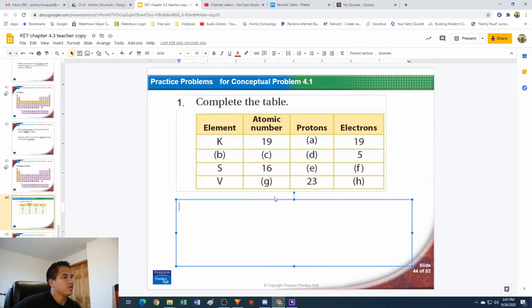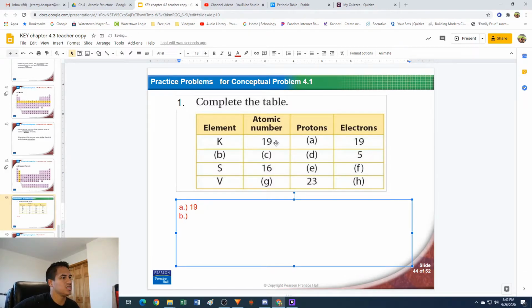So all right, it looks like here we have some information, and it looks like we're missing stuff. So let's start here with letter A. We have the element K, which is potassium, and atomic number is 19, number of protons is blank, and electrons is 19. So by definition, atomic number is the same thing as number of protons, which means that A is 19. We have 19 protons if our atomic number is 19.